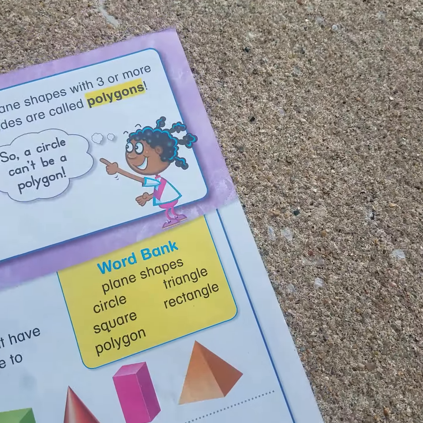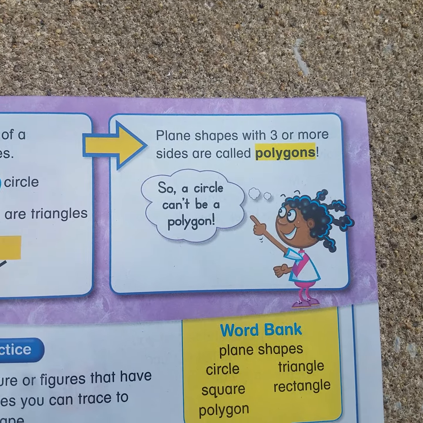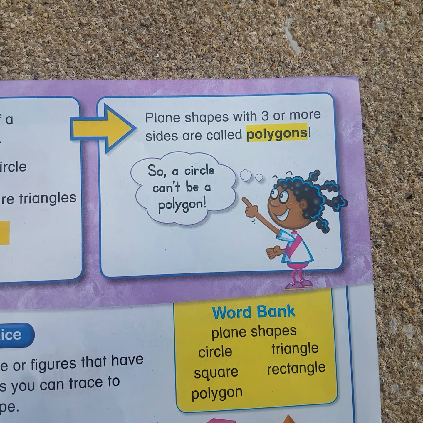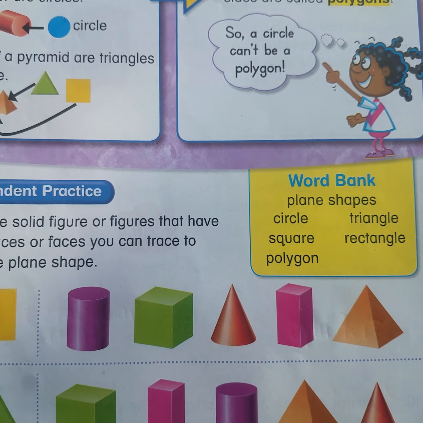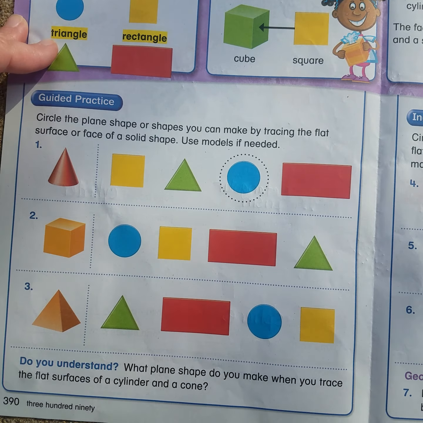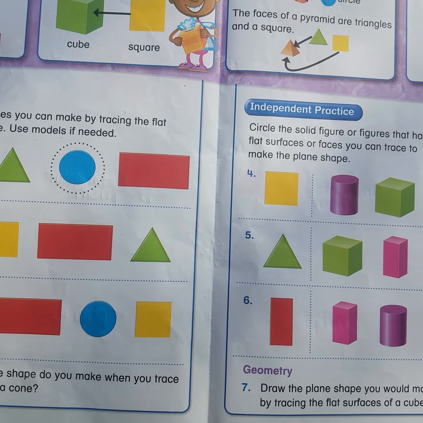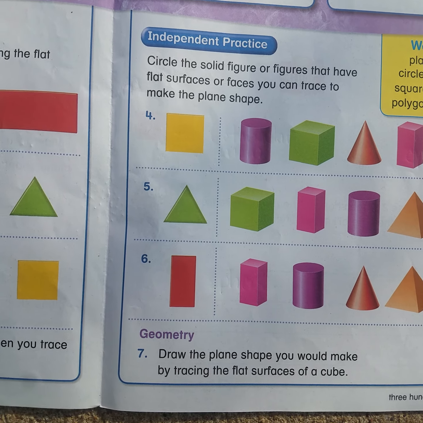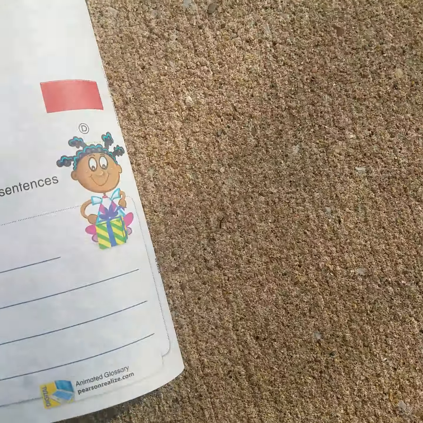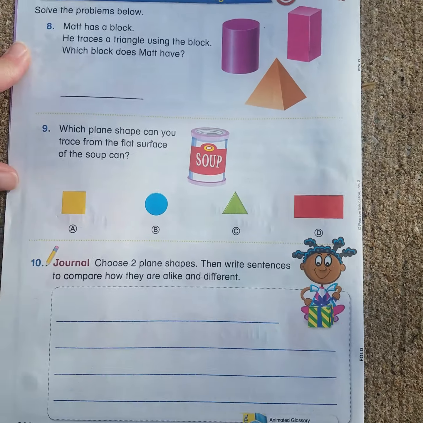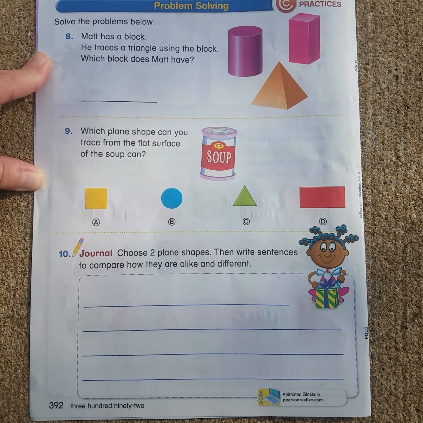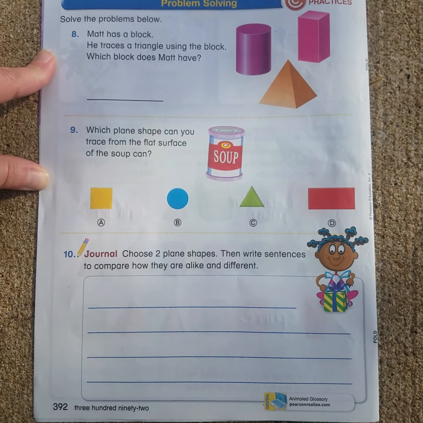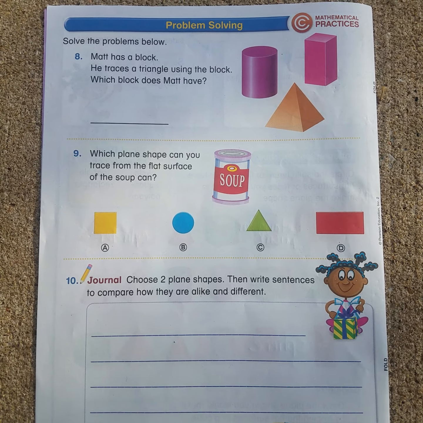Whoa, I've got my paper blowing everywhere. And plane shapes with 3 or more sides are called polygons. That's just a random piece of information for you. All right, so on the inside, you are going to do 1 through 7. And then you are going to, on the back, work on 8 through 10. Give yourself some time. Go ahead and work on it. Good job.